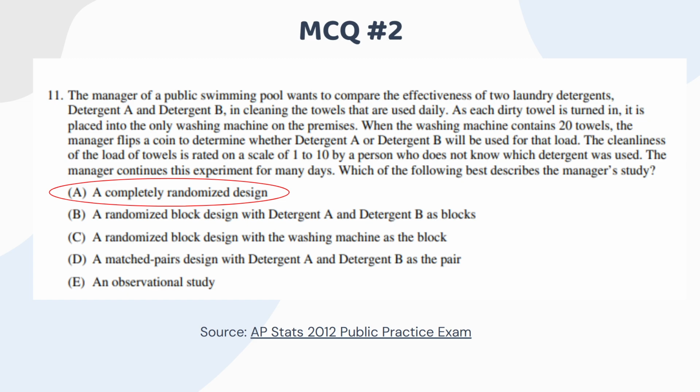So the group is the towels, the random assignment is through the coin, and then we compare how clean they are. The cleanliness is rated on a scale of 1 to 10 by a person who does not know which detergent was used. So you can see here there's also an element of blinding. We don't know which detergent was used, so the person who's comparing it, or in this case the researcher most likely, this is a single blind.